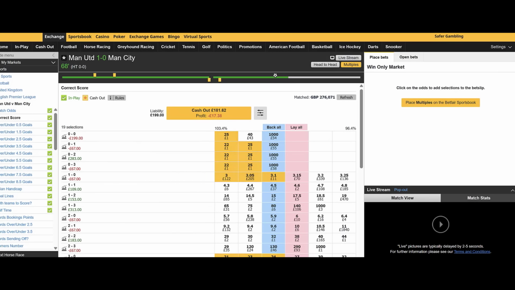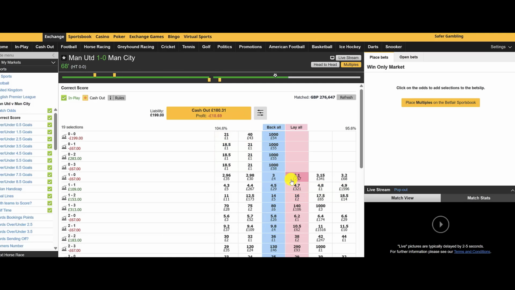The deadlock has been broken in this one. Man United 1, Man City 0, which is a bit of a surprise. So anyway, what we can do, we're on the 1-0. We've obviously lowered our risk on this one. We've got green on 1-1. We've got nothing on the 2-0.